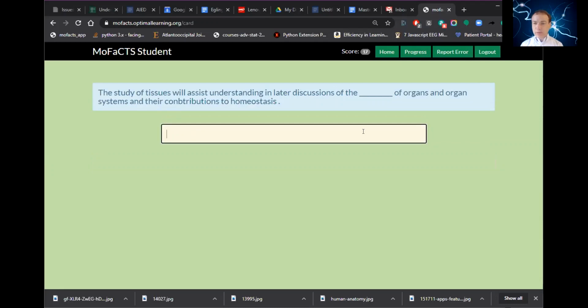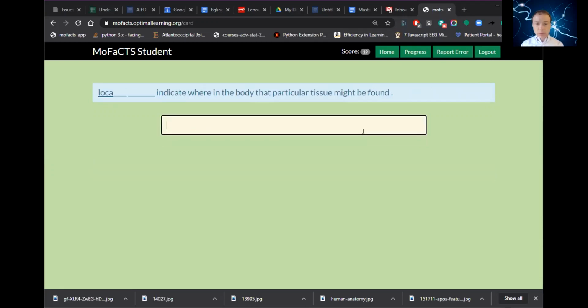Later discussions of the physiology. That one from before. Physiology of organs. The cell membranes of certain other cells, such as those in heart muscle and muscle of the digestive tract, are interconnected by tubular channels called gap junctions. Because we've been calling these things junctions. Oh, yeah, I spelled it wrong.